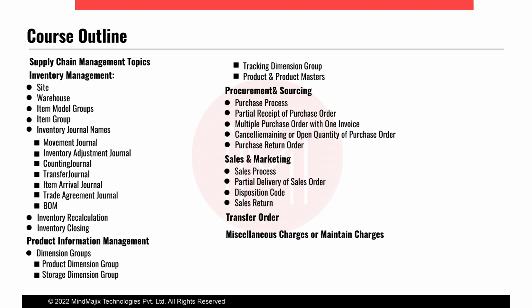In the purchase process there are partial receipts and multiple purchase orders, meaning we place multiple orders for one invoice. In the sales process there are partially delivered sales orders, and picking and packing for the sales orders. While doing sales returns, we need to use a disposition code. We need to create one disposition code in sales and marketing.